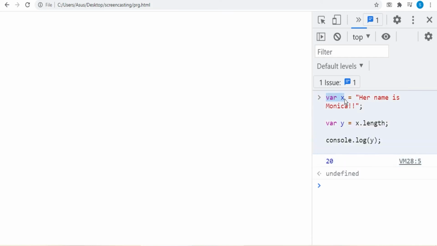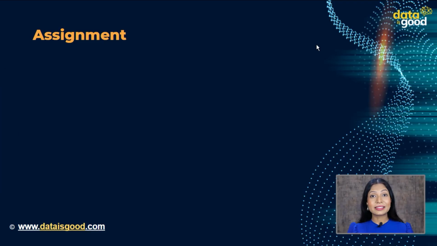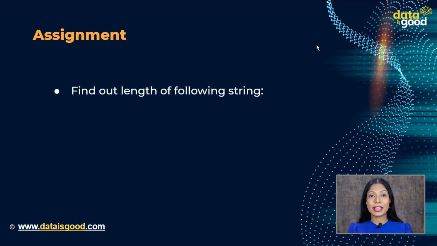Let us look at this code. We declared a variable x and stored the value of a string in it. Then we stored the length of the string x in the newly declared variable y by using the built-in length property on the string. As you know, a string counts all the special characters and spaces, so the output is 20. That is all you need to know about string today, but there is a lot more to come in this concept. Here is an assignment for you guys. Find out the length of the following string. Variable name is equal to "sun is shining".